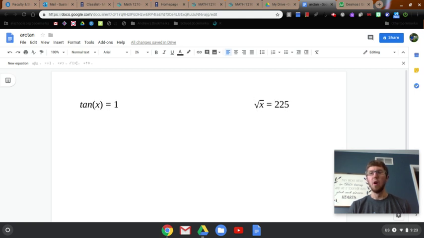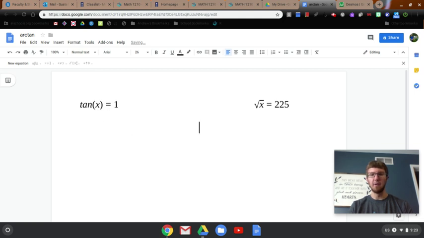I would need to undo the square root. Now, that's not a mathematical term. What I need to do is take the inverse. I need to take the opposite, the inverse operation. And the inverse operation of the square root is squaring, because if you take a square root and then you square it again, you get back to the original number. If you take the square root of 9 and then you square it again, you get back to 9. So the inverse operation, the opposite of square root, is squared.